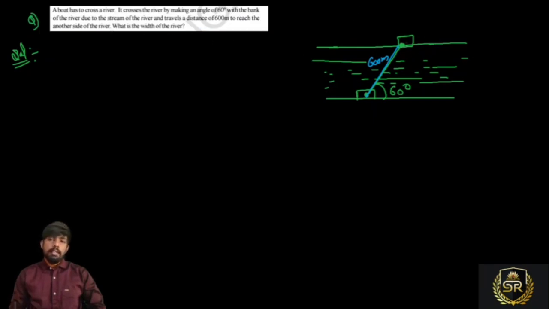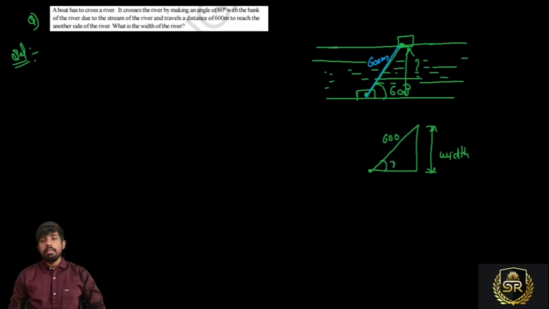And what is asked? The distance between the two, it reaches the other side of the river. What is the width of the river? So let us draw a right angle triangle here. This is a boat and this is 600 meters, and this is the side we need to find. This is the width of the river. And we know this angle is 60 degrees. So let us name it A, B, C.